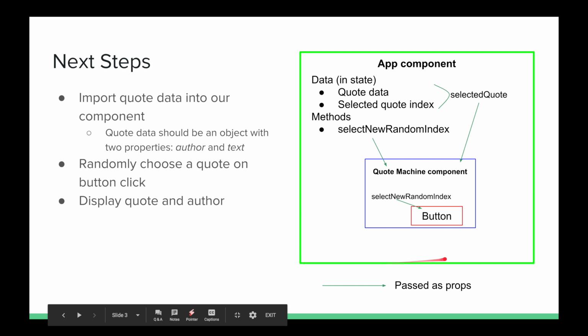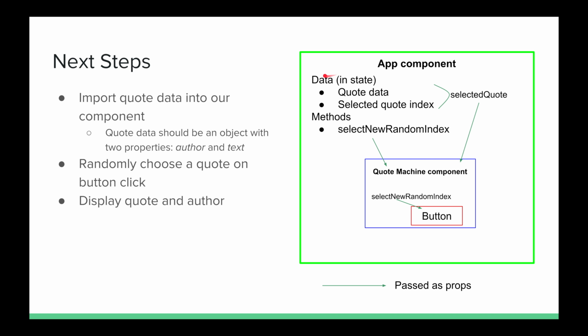I broke down our application here on the right. The outer box, the parent, is our app component, and the app component will be responsible for holding the data in its state. It'll get some quote data, and it'll have a selected quote index. That'll be a number from 0 to the length of the array minus 1, basically. And when we combine the two, we get a selected quote. So if we have quote data of length 3 and we say get me quote number 2, we'll have that selected quote, and we'll be able to pass that as a prop into our quote machine.